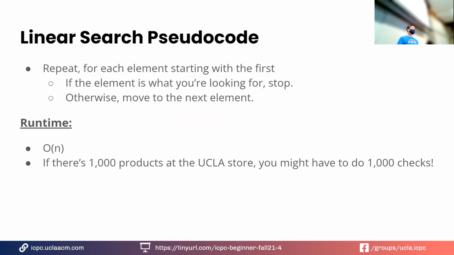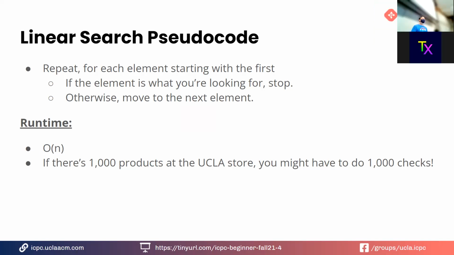Unfortunately, that isn't too good for our example, because if there's 1,000 products at the UCLA store, you might have to go up to the cash register and do 1,000 different checks. And let's be honest, that isn't really happening, because if you go up to the cash register and say, hey, this is the 50th time I'm coming up to the cash register for this item, can you check it for me? What do you mean get out?